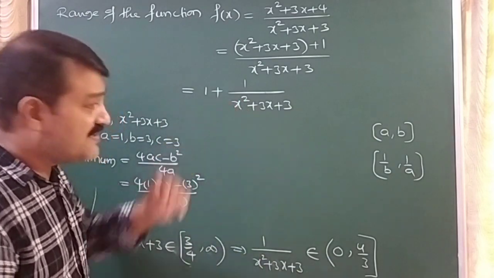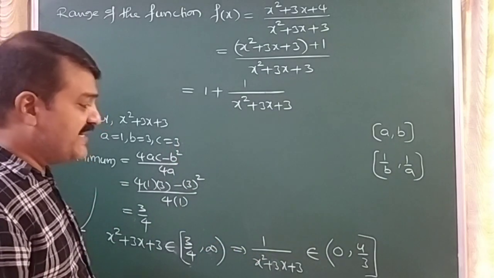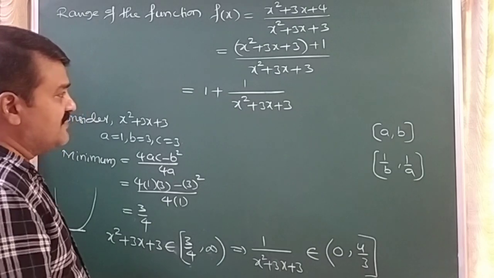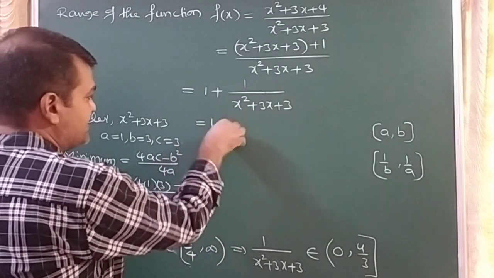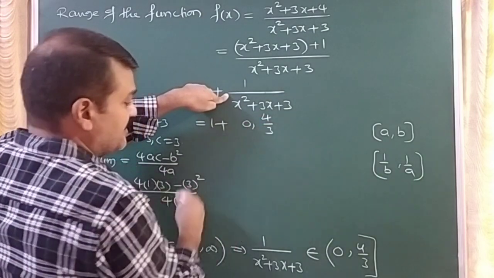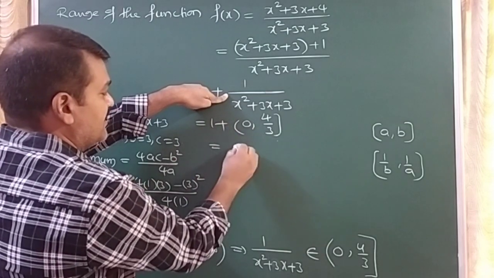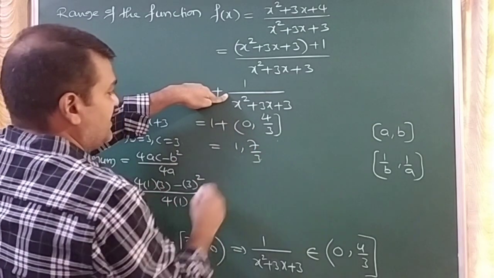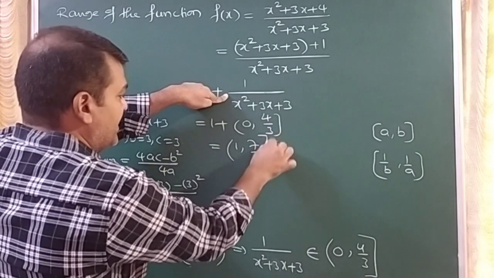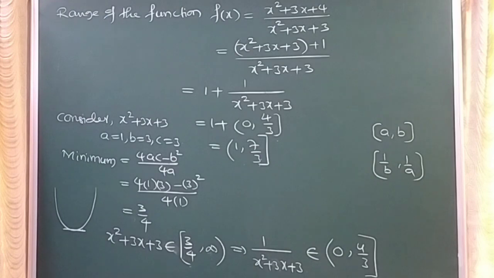Then what is the range of this one? Just add 1, that's all. Add 1, you will get the answer. So 1 plus the range of this, we got 0 comma 4 by 3. Just add 1. 1 comma 7 by 3, excluding 1, including 7 by 3. This is the range of the given function.